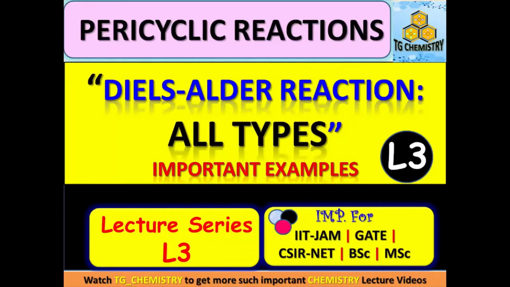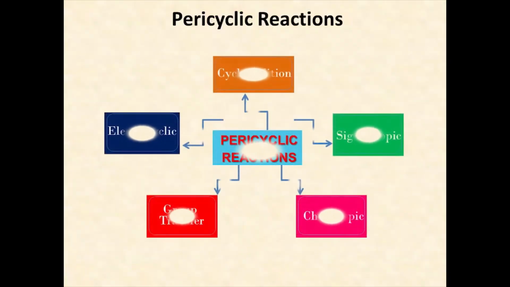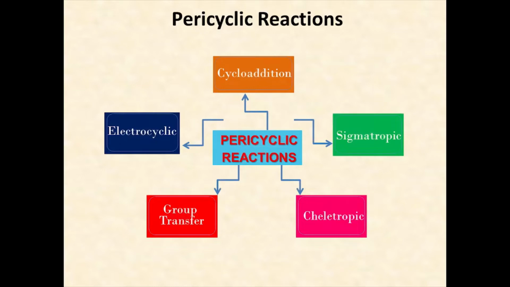Today I will talk about different types of Diels-Alder reactions and some important examples that fall under the category of different Diels-Alder reactions. I will talk about them. So these are very important for CSIR-NET and conventional BSc and MSc pericyclic reactions, which you may find in the exam papers.